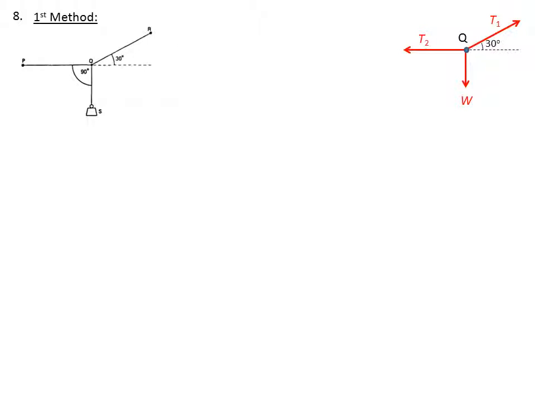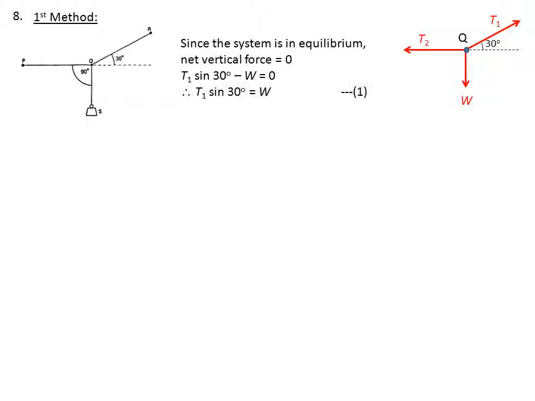So we notice that the system is in equilibrium, so that means that the net force along any direction is 0, so the net force along the vertical direction is 0. Two forces have vertical components: T1, and the vertical component of T1 is T1 sine 30, and of course the second vertical force is W. So these two forces will cancel each other out.